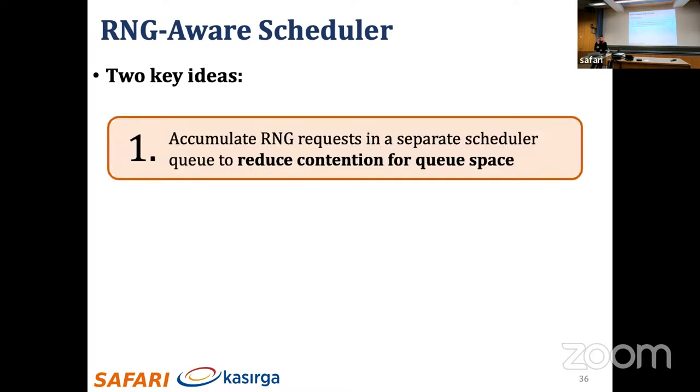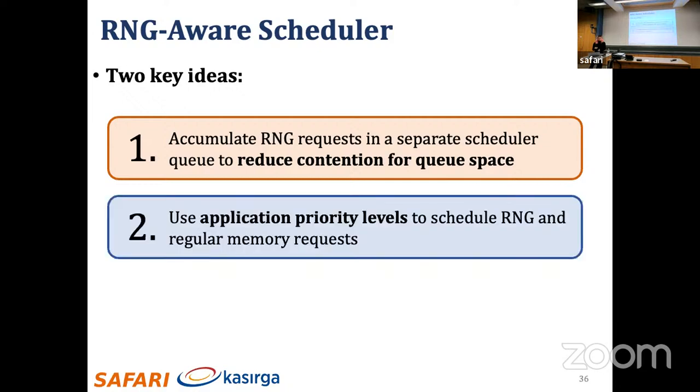The first idea is to accumulate ANJ requests in a separate scheduler queue to reduce the contention for queue space between the two types of requests. And the second idea is to use application priority levels to schedule ANJ and regular memory requests, with switching in between less frequently.